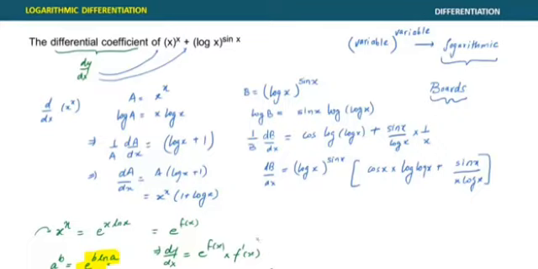So this is the shortcut method of doing variable raised to power variable form, that you express this as e raised to variable 2 times ln variable 1, if this is variable 1 and this is your variable 2.